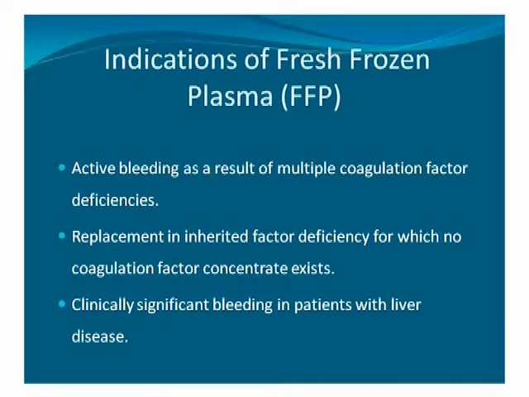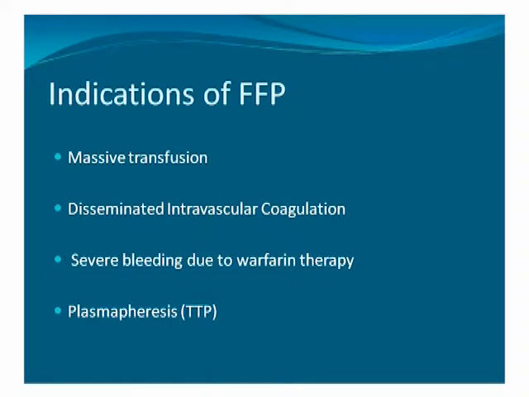Replacement in inherited factor deficiency when the concentrate factor is not available. Clinically significant bleeding in patients with liver disease. In case that we have a patient with massive transfusion, we will give blood, but also we have to give plasma in order to help to stop the bleeding. Disseminated intravascular coagulation: we have to treat the cause, but we have to support with FFP.